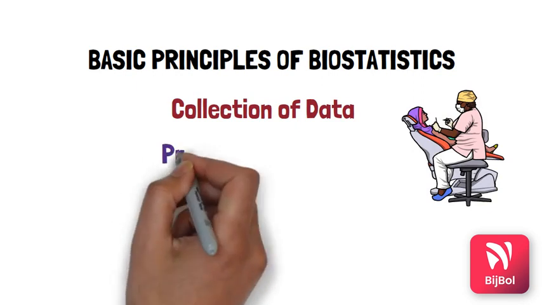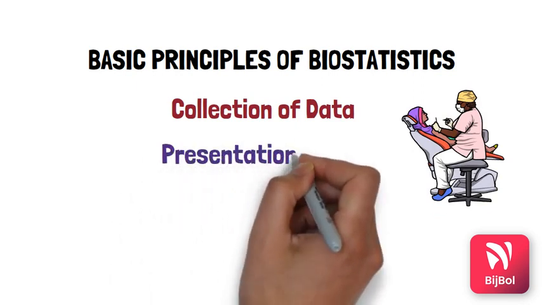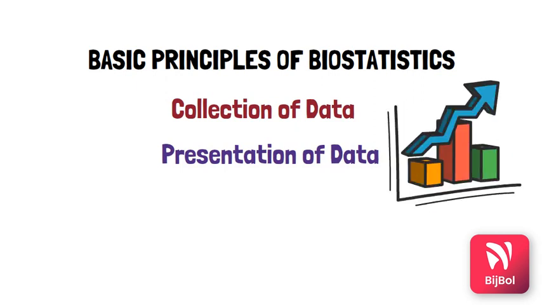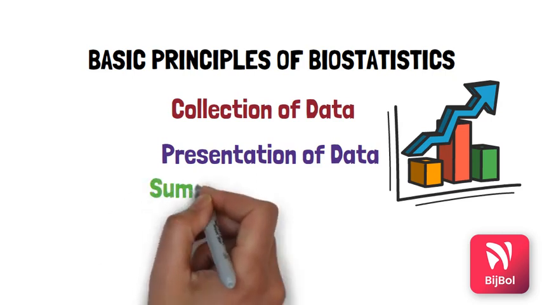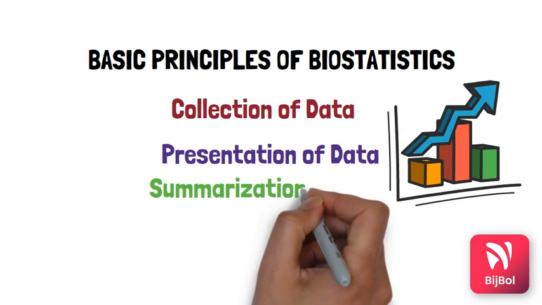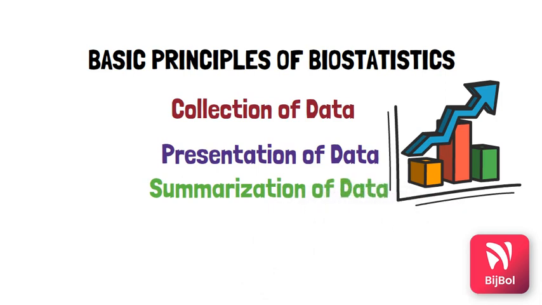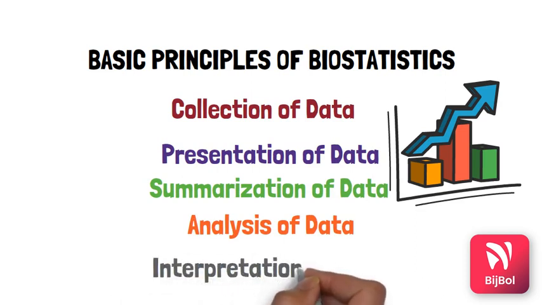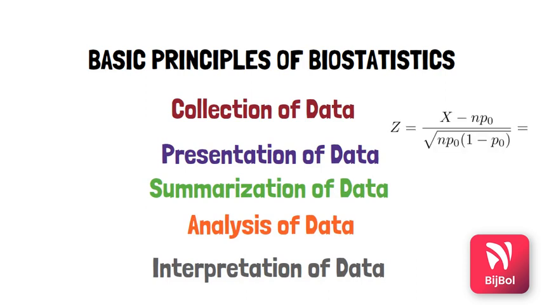Then you present the data. The presentation of the data is in the form of tabulation, graphical representation, diagrammatic representation, whatever it is. After presenting the data, you need to summarize the huge data. Then you analyze it with the help of various tests, and then you interpret the data. Based upon the various tests, you get a result, and that result is interpreted. So this is the basic principles of biostatistics.